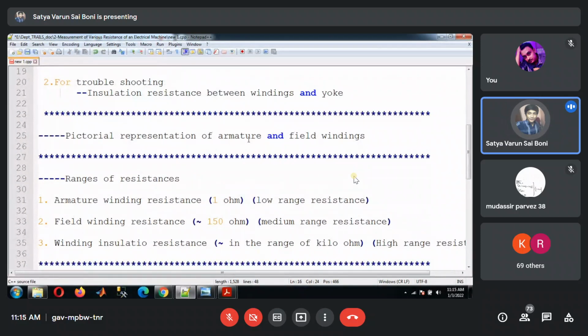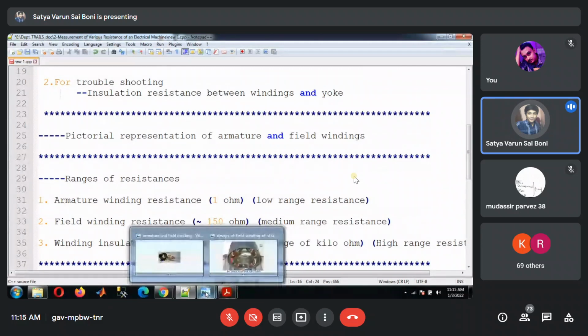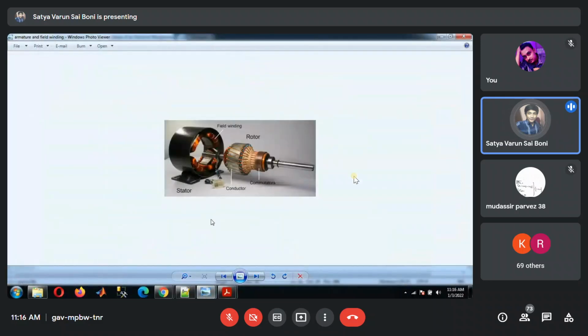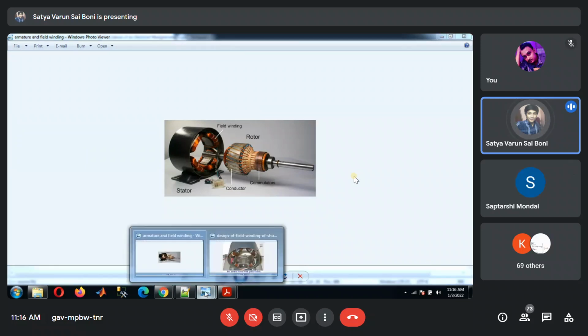Coming to the pictorial representation of the armature and field winding, I will show you how it looks. I think it is visible. This is the field winding, this is the rotor, and this is the armature winding. The representation is not given correctly here, so I will show it in the next picture. This whole thing is in the center of the field winding, because the rotor is rotating, and at that time the commutator generates the current, and it is induced into this rod, which you see here. I will show you the individual pictures, that is far better.